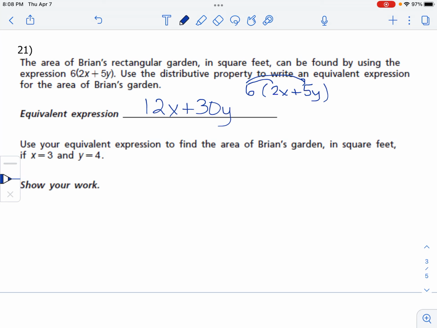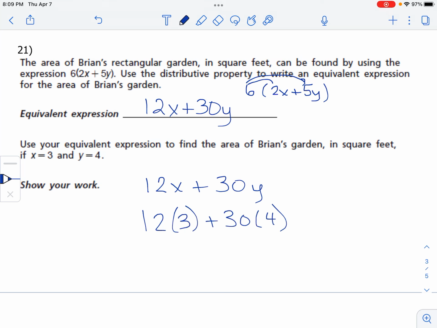Now we're going to use our expression that we just wrote to find the area of Brian's garden in square feet. The x is equal to 3, the y is equal to 4. All right, so I'm going to rewrite our expression, 12x plus 30y. And we're going to substitute in. Remember, 12 and x are being multiplied together, and 30 and y are being multiplied together. So 12 times 3 is 36. Order of operations, we need to multiply before we can add. And then 30 times 4 is 120. When we add those together, we end up with 156 square feet.